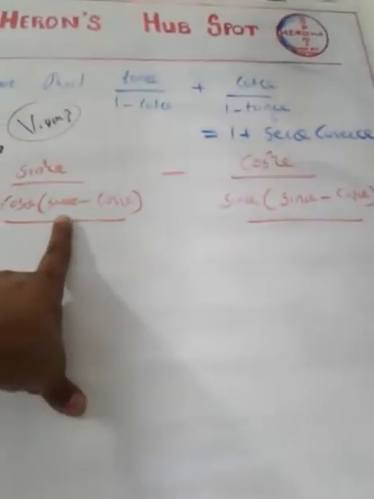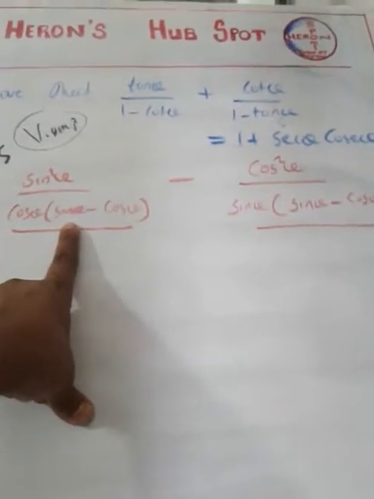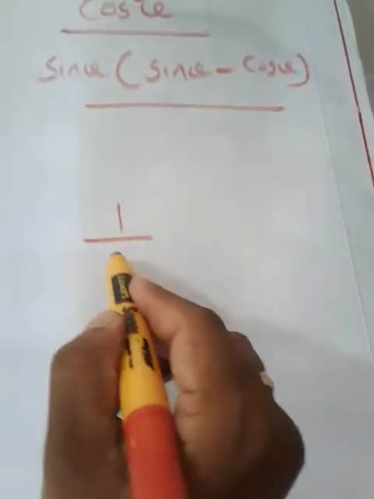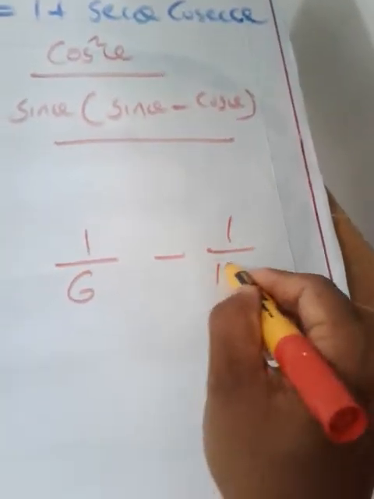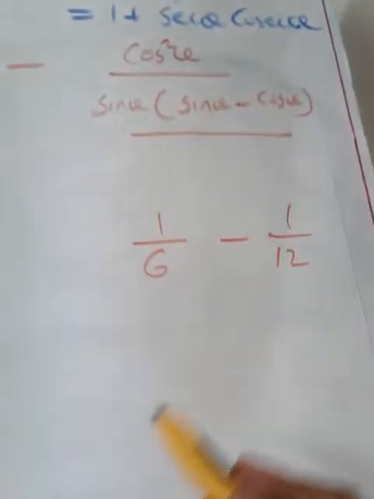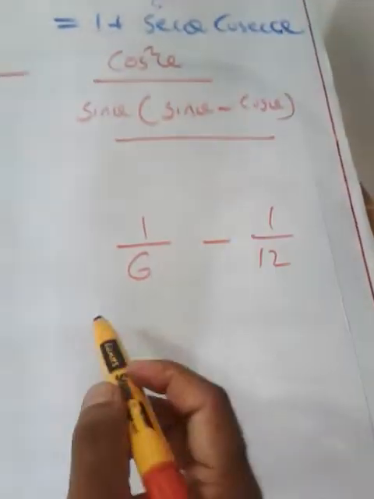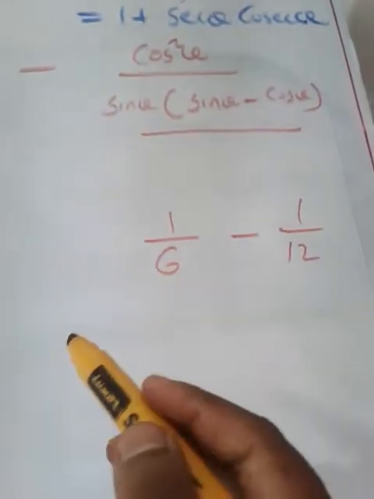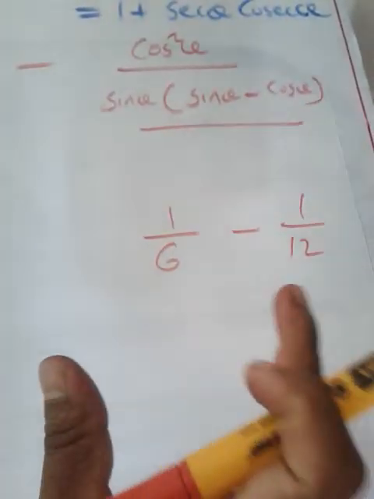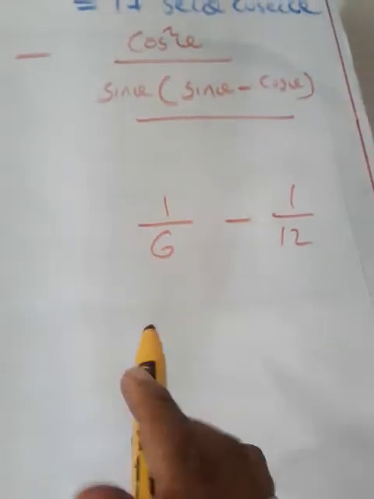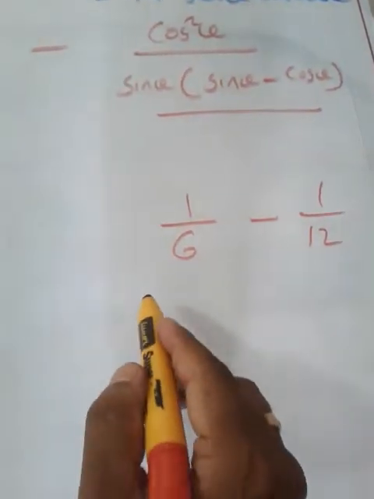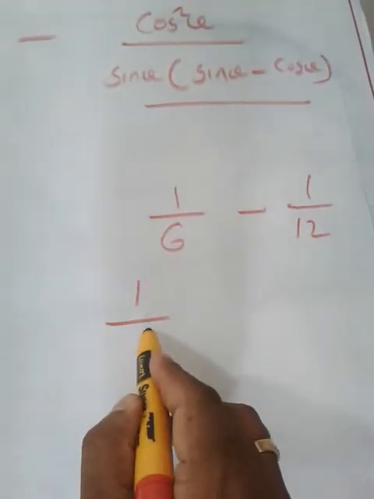But when you take a term from the denominator outside, you have to give the numerator as 1. For example, I'll explain why. 1 by 6 minus 1 by 12. I'm going to take 6 outside from the denominator, because here 6 is a factor, here also 6 is a factor. So in order to take 6 outside, I have to write a 1 by 6.